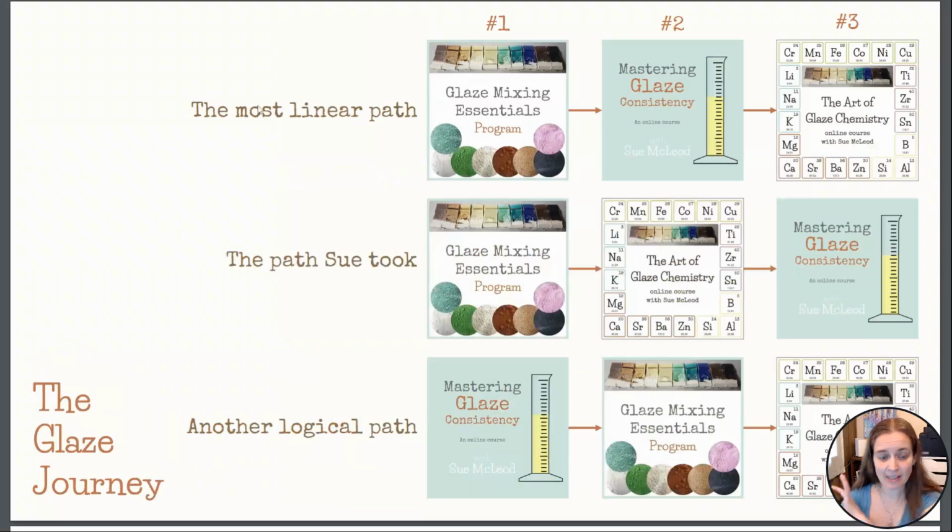Now back to those paths that I showed you earlier. So this was the most linear path that I described in the beginning, where you would take glaze mixing essentials, and then mastering glaze consistency, and then the art of glaze chemistry. If I was taking my own courses, this is the path that I essentially took. I learned this skill, and then the glaze chemistry in the kiln, and then I learned the glaze bucket chemistry.